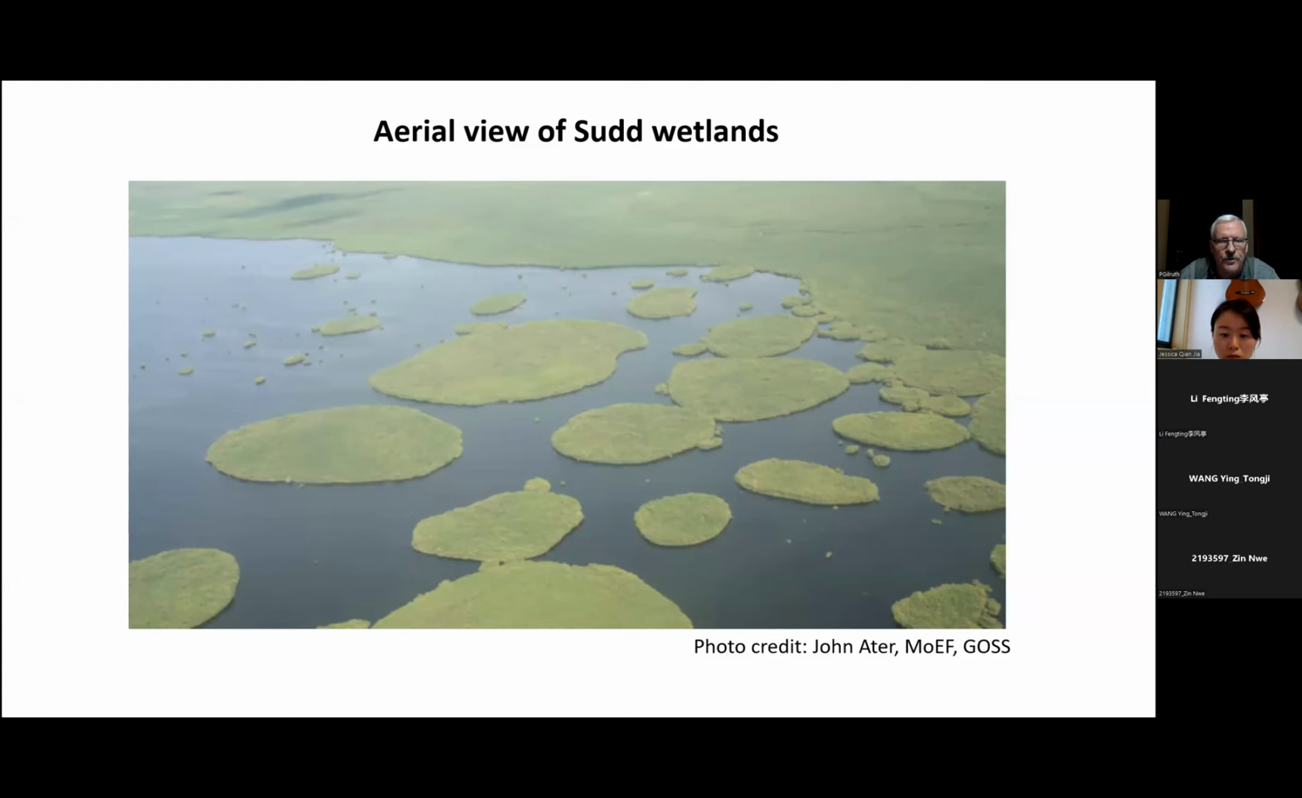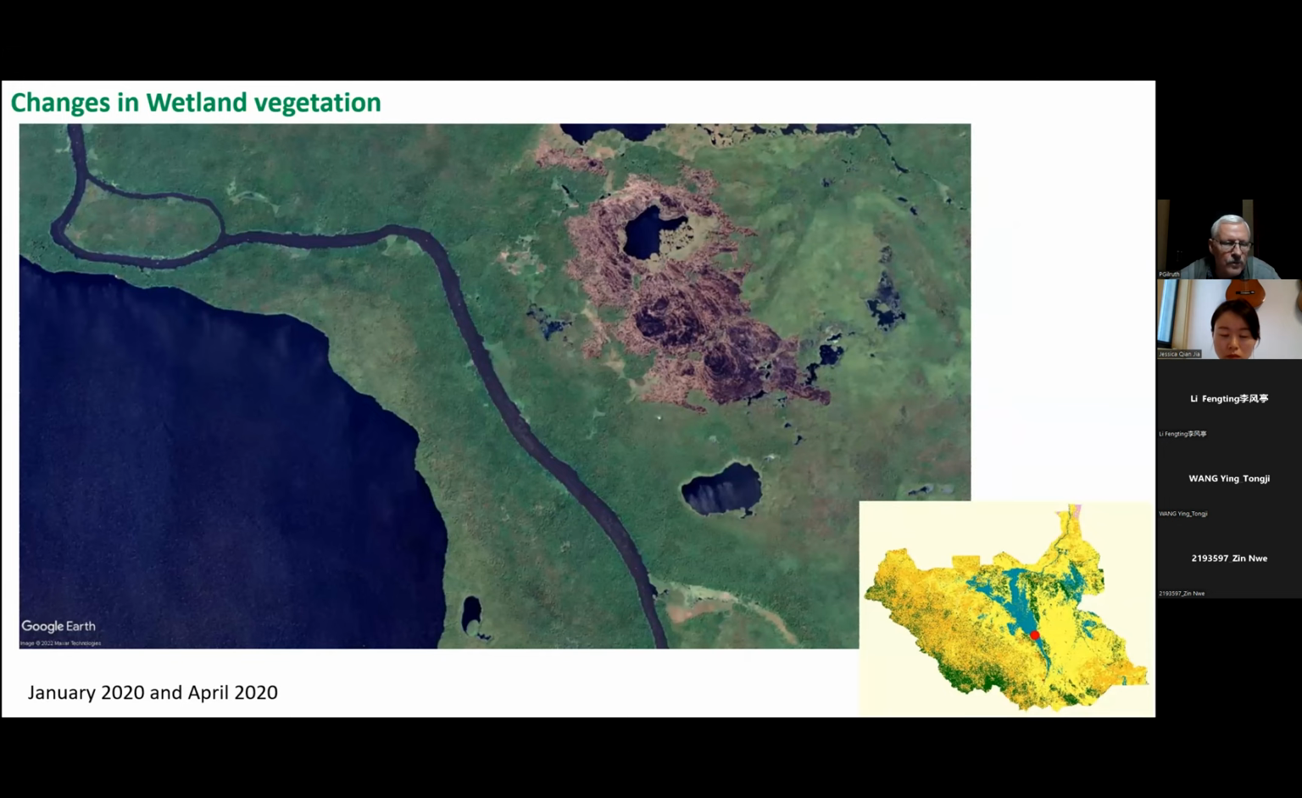Now here's a satellite image coming from January 2020. So look at this image, you see a burn scar there in the middle. It's that dark spot. You see a large open body of water on the lower left. This is located just above the town of Bor, which I showed you on the earlier map.